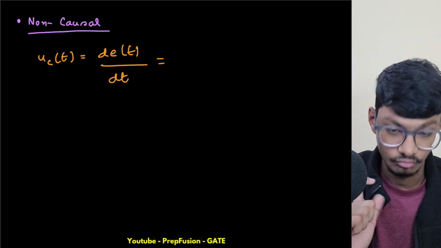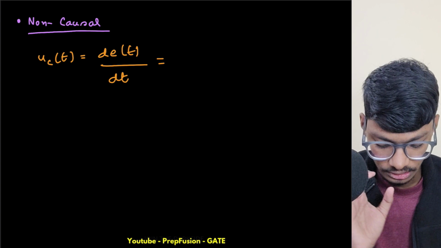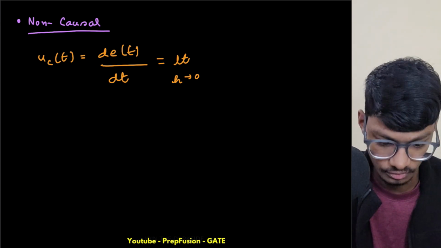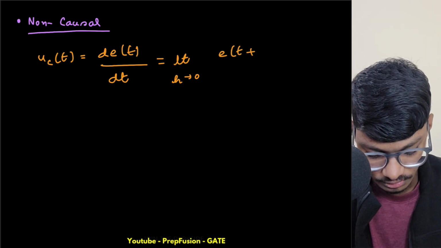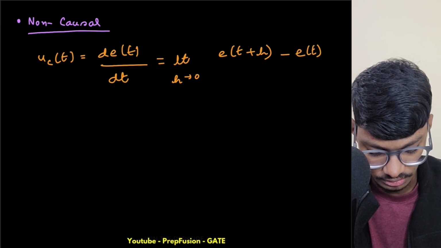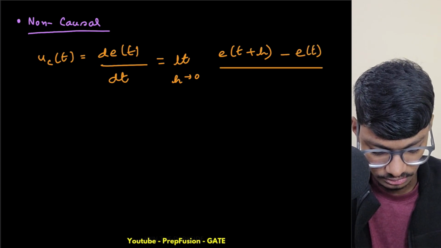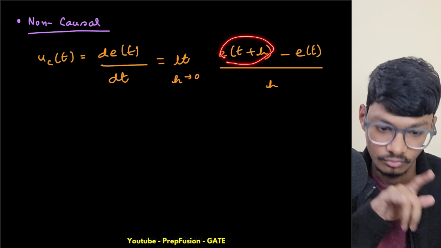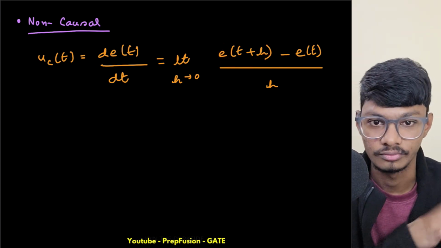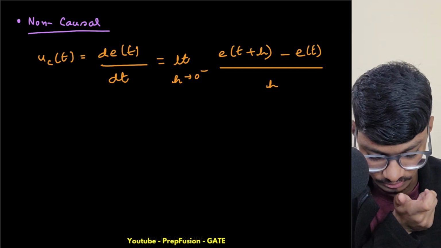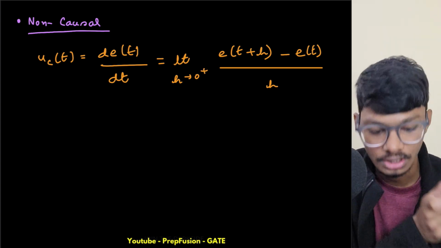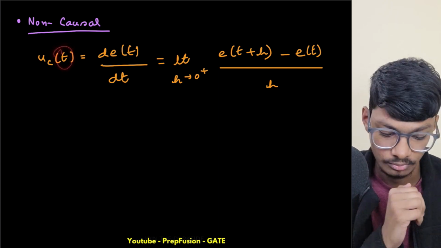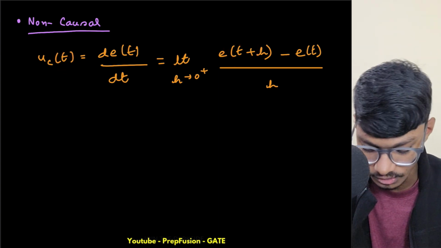Now, if you remember the first principles, we can break it down further. How can we break it down? It is the limit as h tends to 0 of [e(t+h) minus e(t)] divided by h. So here, if you observe correctly, at t equals 0, I need the value of e(h), which is a positive number, 0 plus. Very small but positive number. So I need the future input to get the current output at t equals 0, current output and future input.